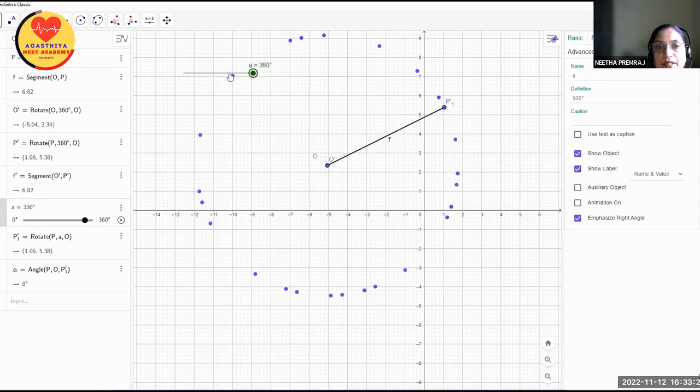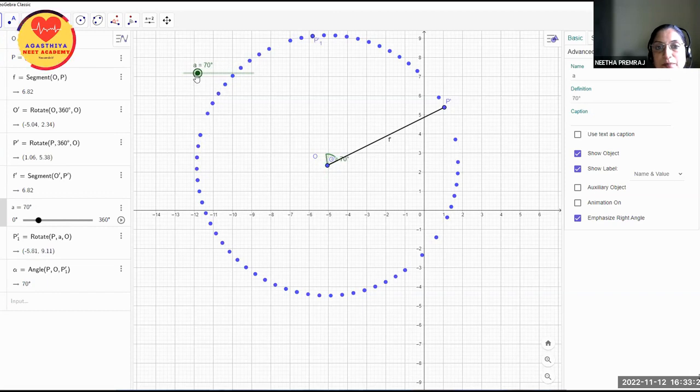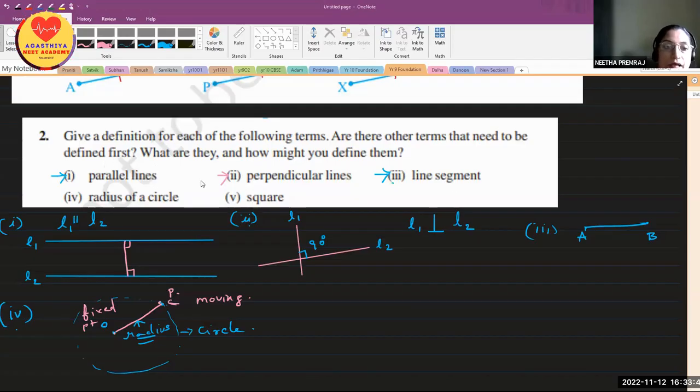See, now you see the locus traced by the moving point is a circle. The locus means the path. That's it. Nothing else. So the distance between the center and the moving point is called radius. Okay, that's it.